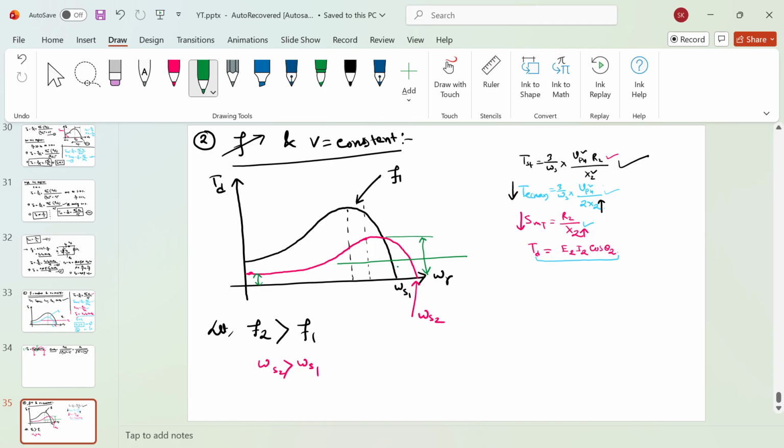From this particular figure, you cannot comment on what has happened to the slip and all, but can we comment on that? Let's see what will happen to the rotor power factor. Your rotor power factor cos theta 2 is equal to R2 by the square root of R2 square plus (sX2) square. From this particular figure, you're not sure what will happen to slip, so you cannot comment on the rotor power factor.